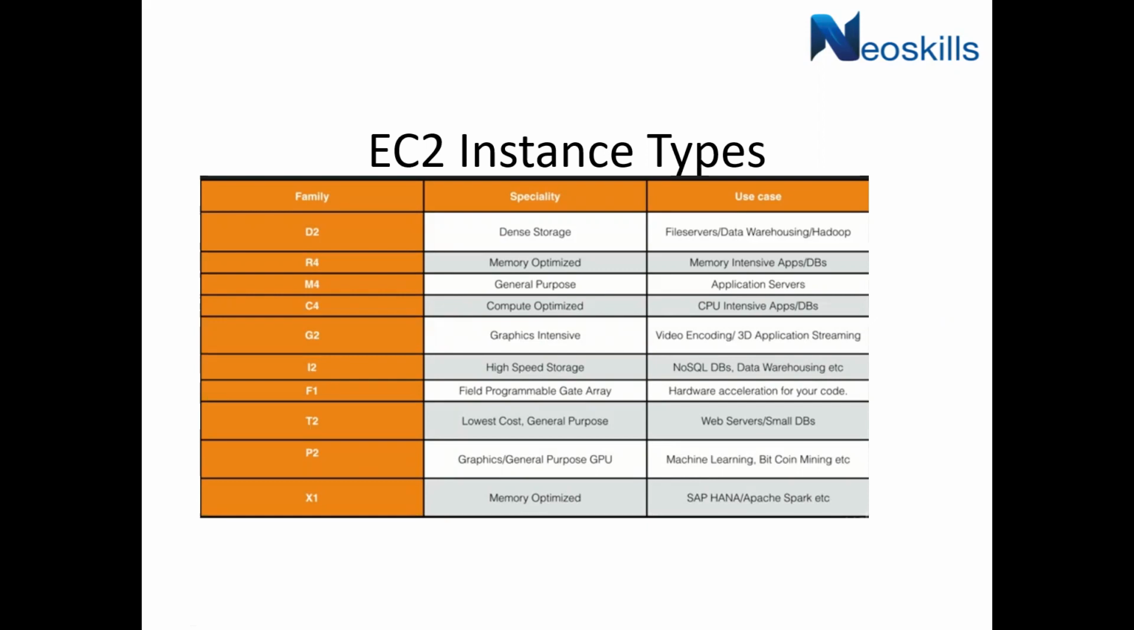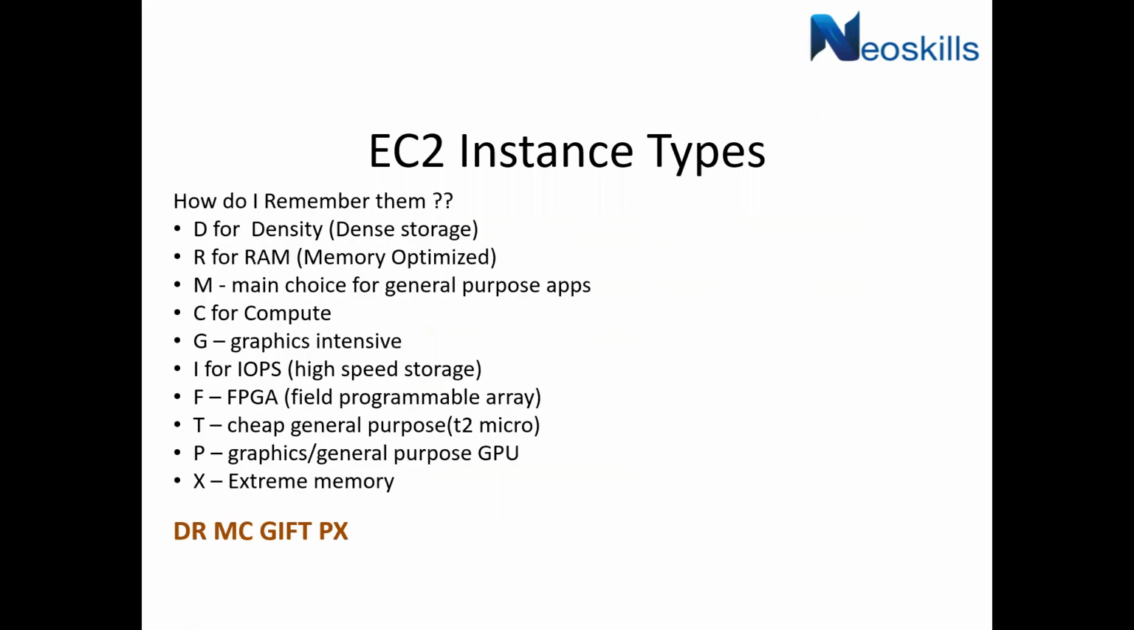Again, no one will ask you the direct type of instance, but there might be a question based on the family. What type of family should I use for which type of specialty? Just to keep this in mind, you have to keep the first word in mind. D for density, R for RAM, N for network. So you just keep this in mind so you can correlate.